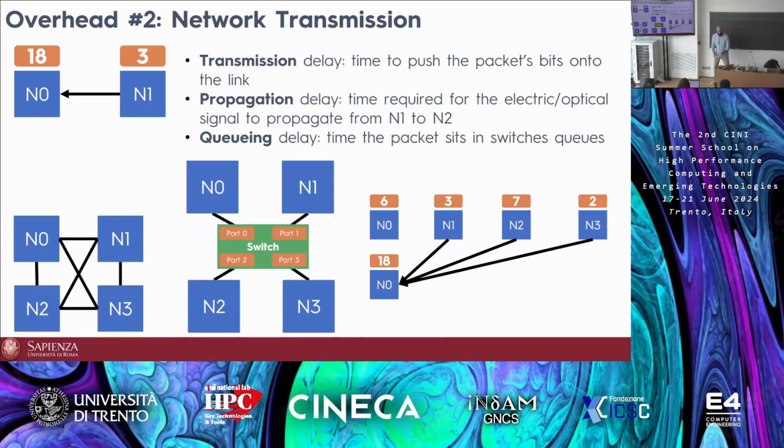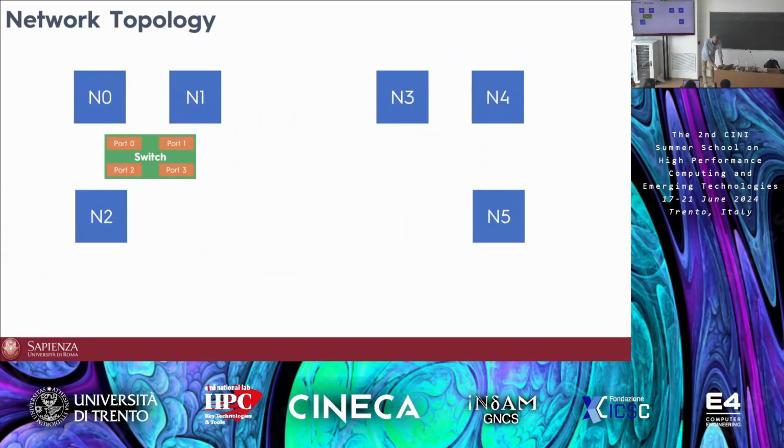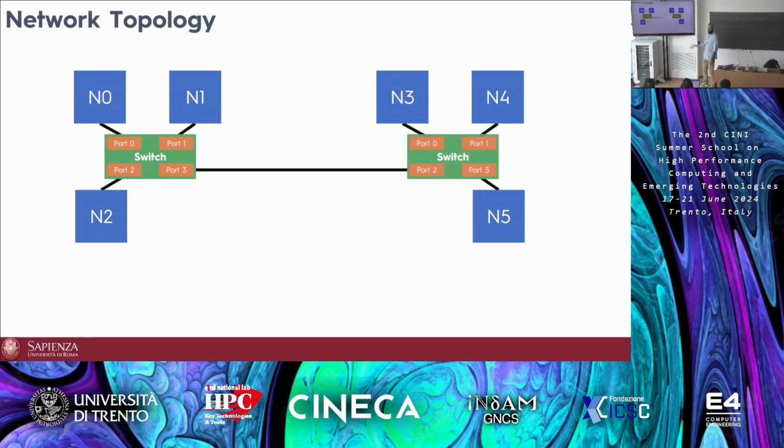Let me stress more about this issue of network topology. Let's say that we have 6 nodes, and we have switches with 4 ports. How do we connect them? A trivial way of doing that is to put 2 switches, and then use 1 port to connect these 2 switches.